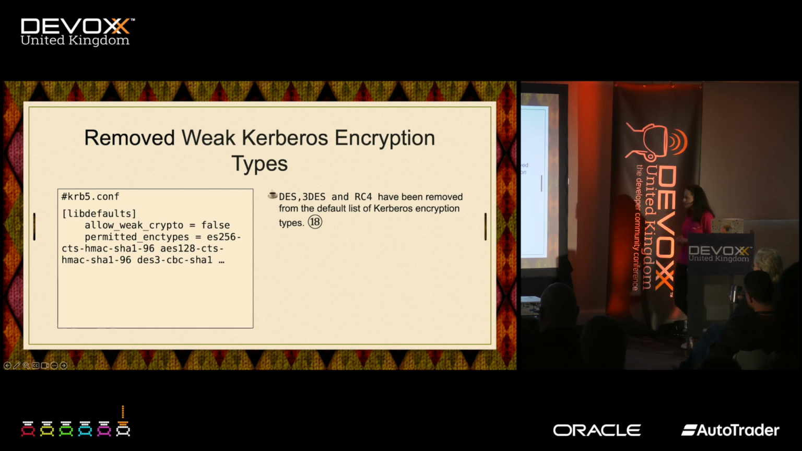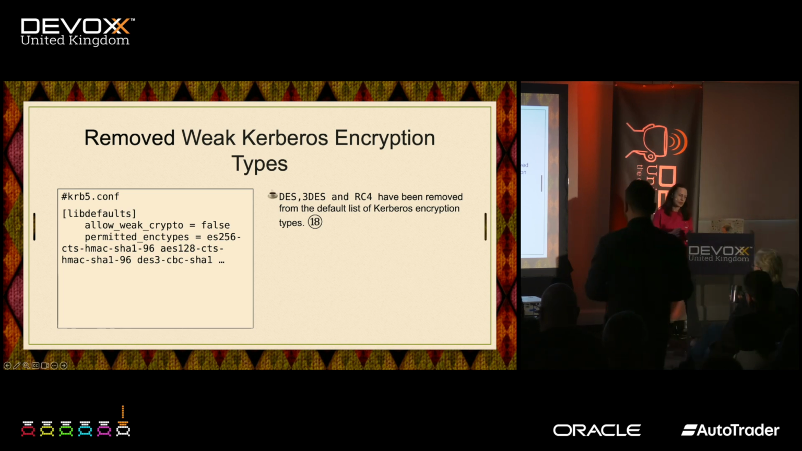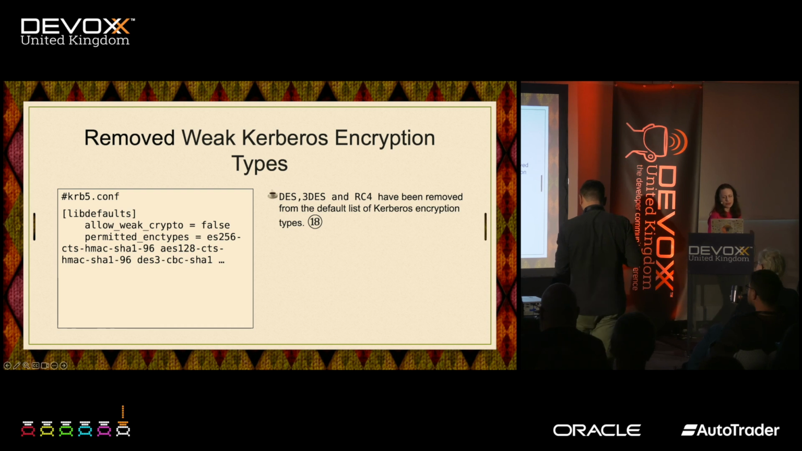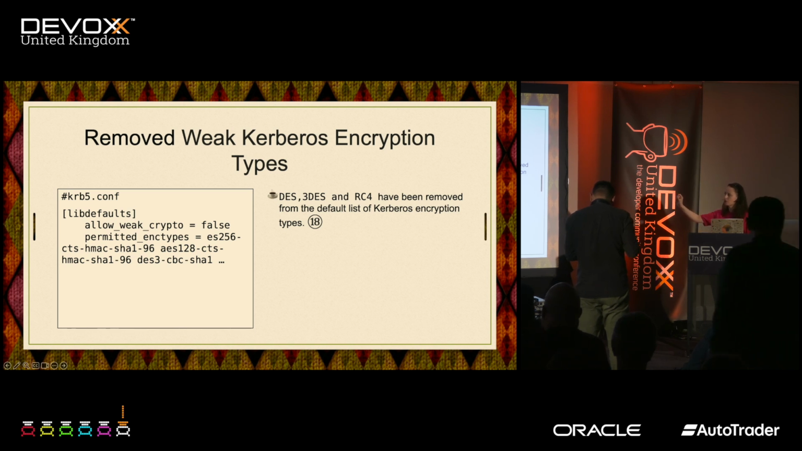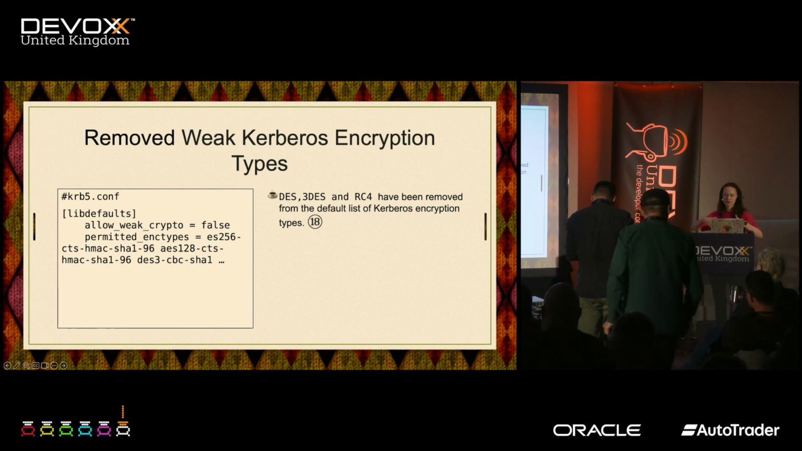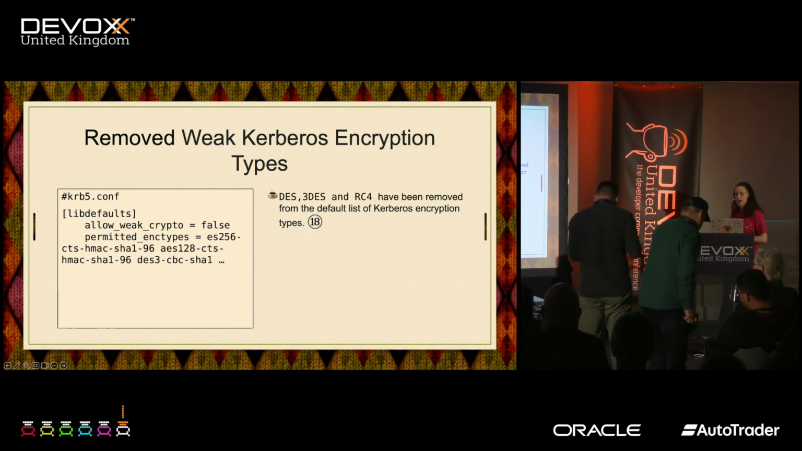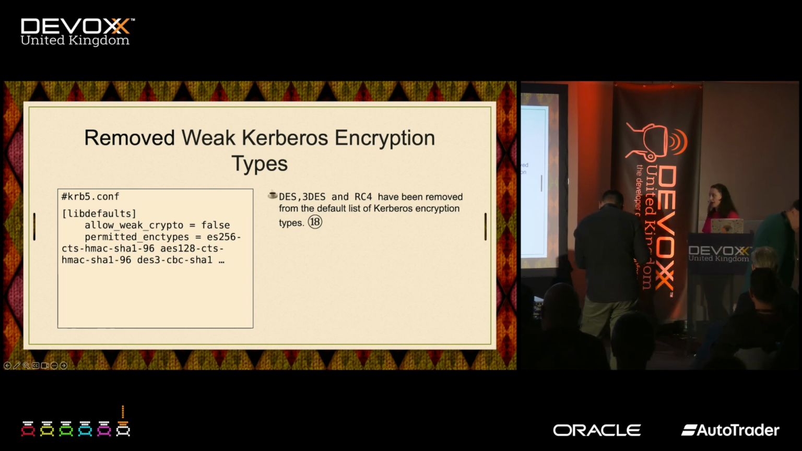But what you can do if you really, really need them, you can use the allow weak crypto property, and that's what people were doing. They were setting allow weak crypto to true in order to use those algorithms because they needed them in their configuration. And what I show you here in this slide is how you can selectively enable weak algorithms.